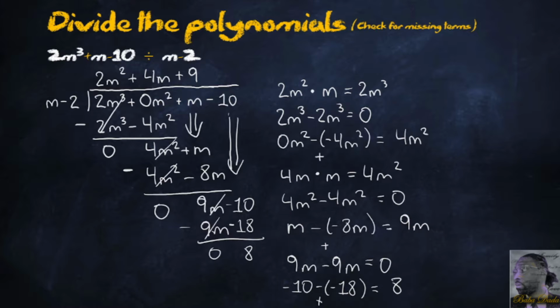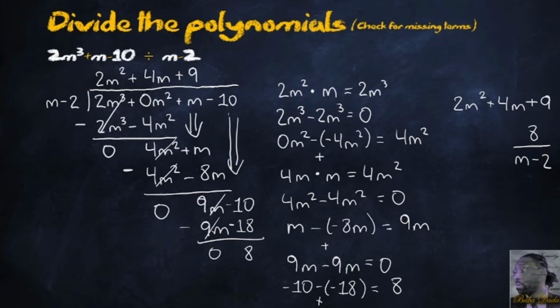So our complete answer is going to be 2m squared plus 4m plus 9, and the remainder is going to be 8 over m minus 2. So that's our complete answer. And that's how you do that.